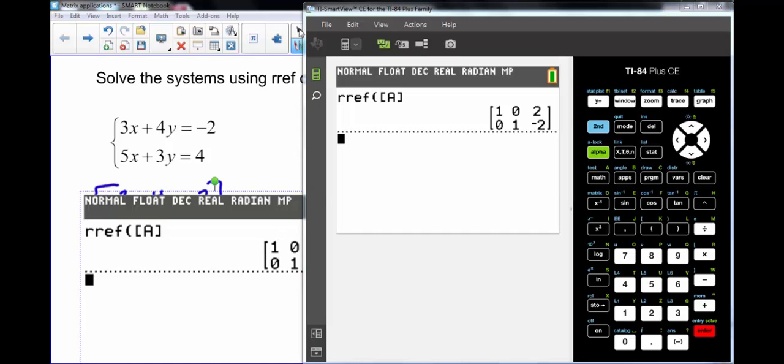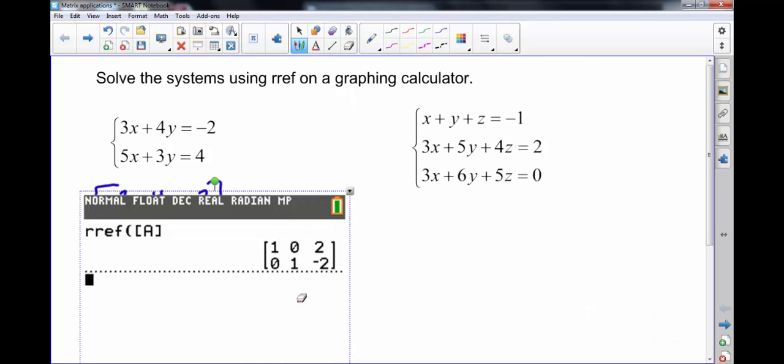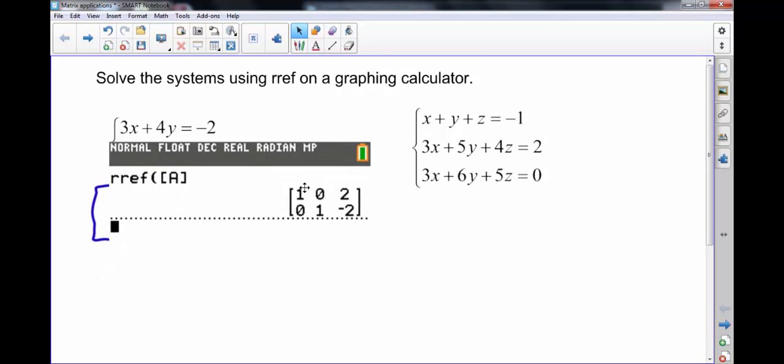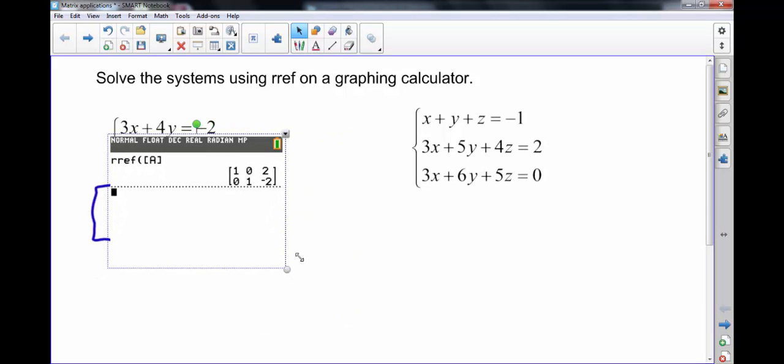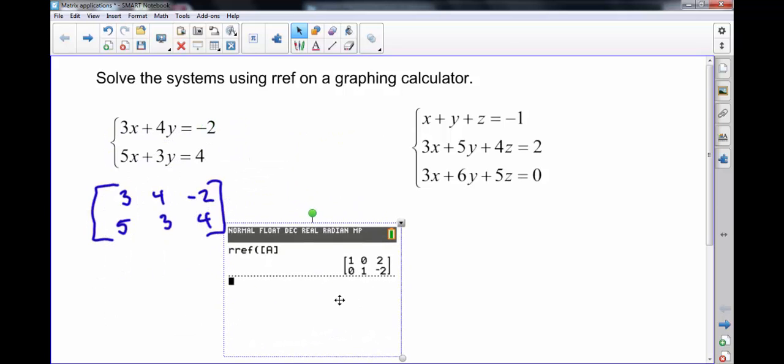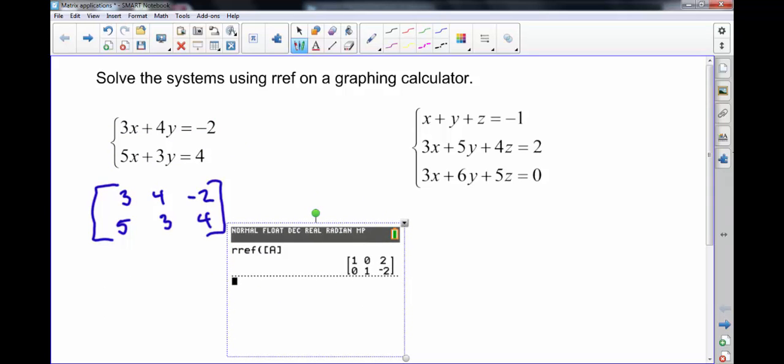And when I've done this, now I have my solution, and we just have to make sure we understand what this means. When I see it written like this, that means the first row tells me that x is equal to 2, and the second row tells me that y is -2. So there's our solution, 2, -2.